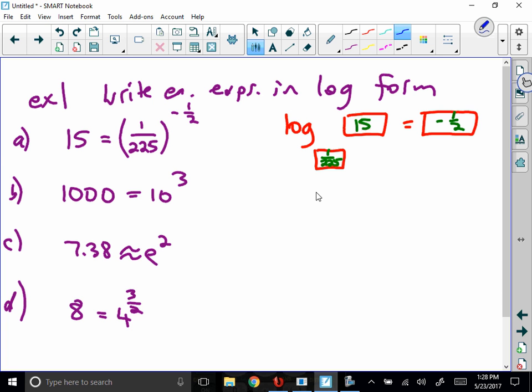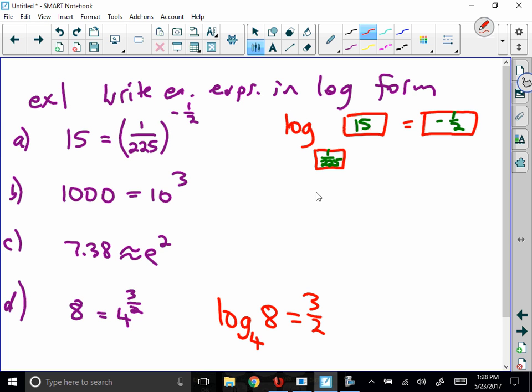Number D, let's see if we can figure out number D then. What's that going to look like? Anybody? Log base 4 of 8 equals 3 halves. Good, perfect, nice. We doing all right?